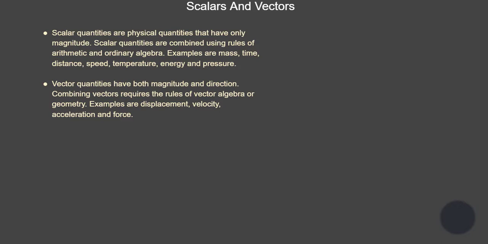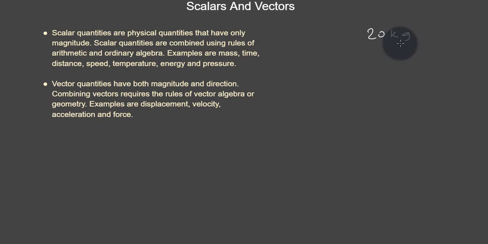So for example, if I tell you that a particular object has a mass of, let's say, 20 kilogram, that's all you need to know, because with 20 kilogram, you have the information that this object has this amount of substance. So that's the mass, and that's a scalar quantity.